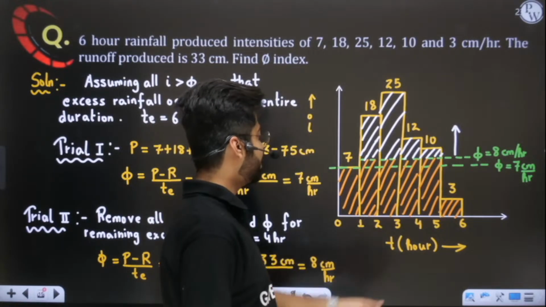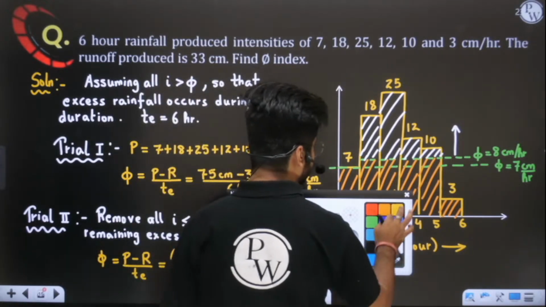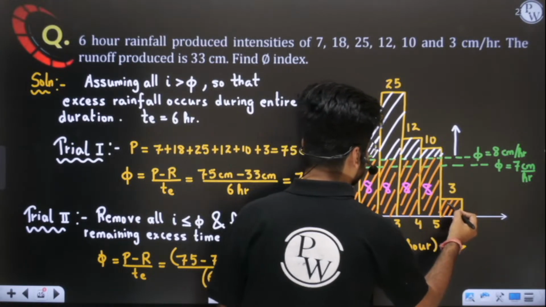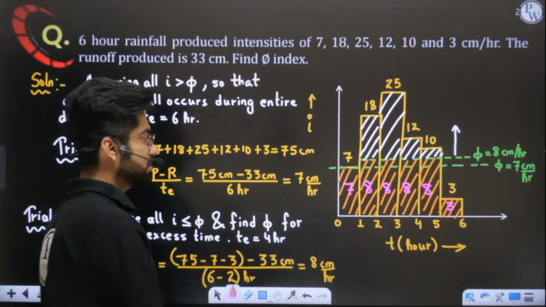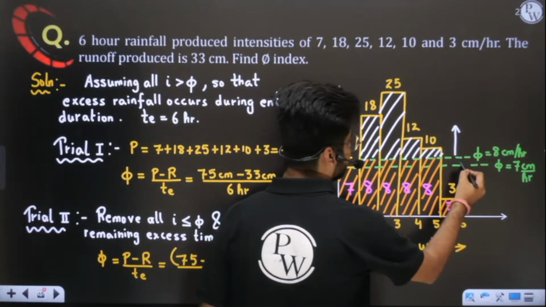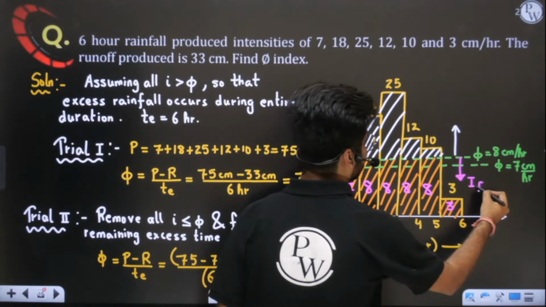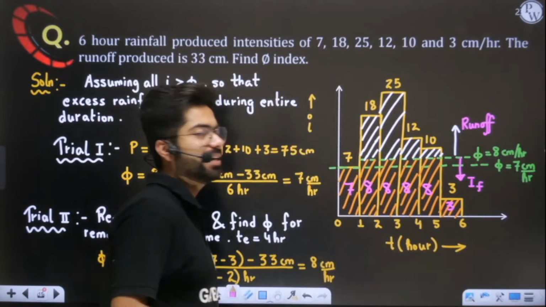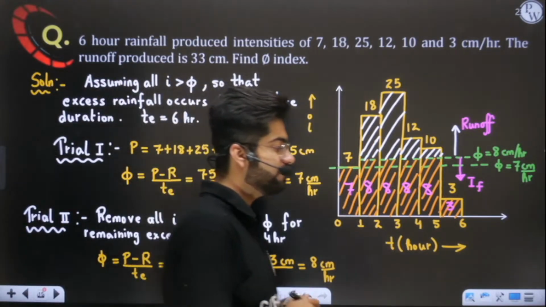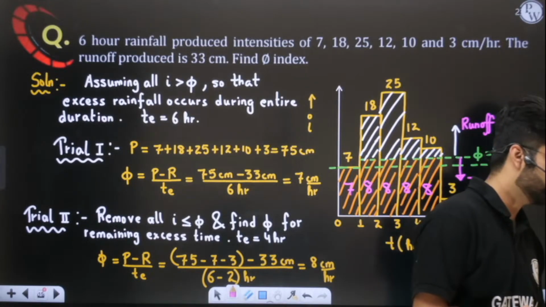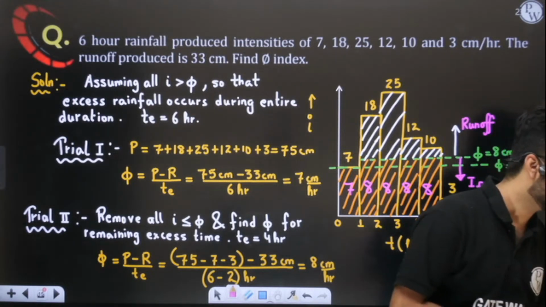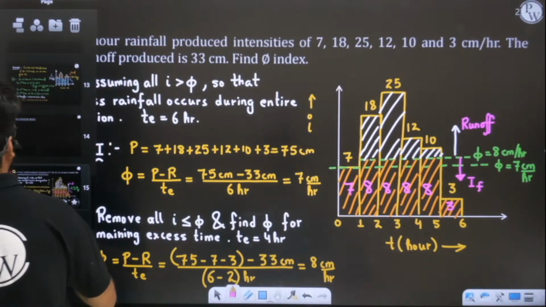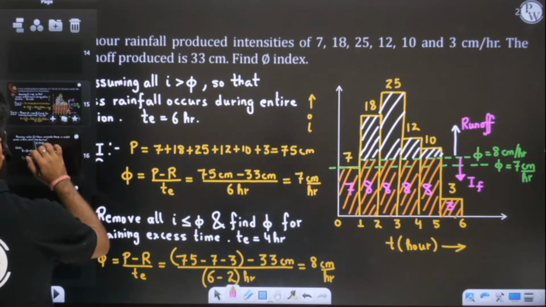Let me write here also. This is 7, this is 8, this is 8, this is 8, this is 8, this is 3. So the volume below phi represents infiltration, and the volume above phi gives you runoff. I hope now phi index is very clear to you. Now we have one more index, known as the W index, that we also have to find. So now you are comfortable in finding phi index. Everyone kindly comment now if you are able to find phi index comfortably.